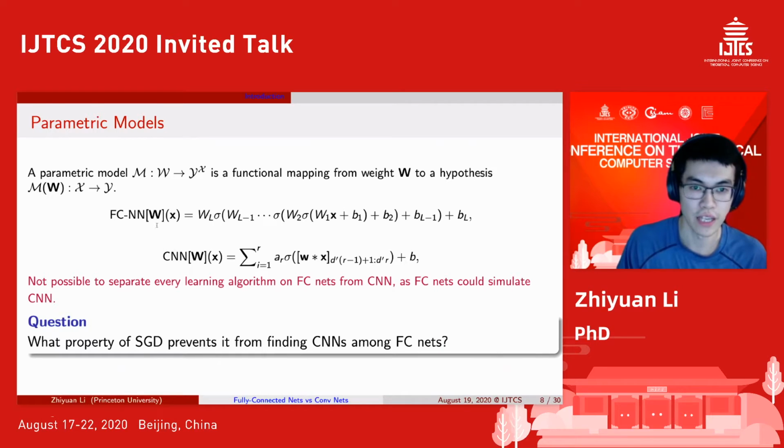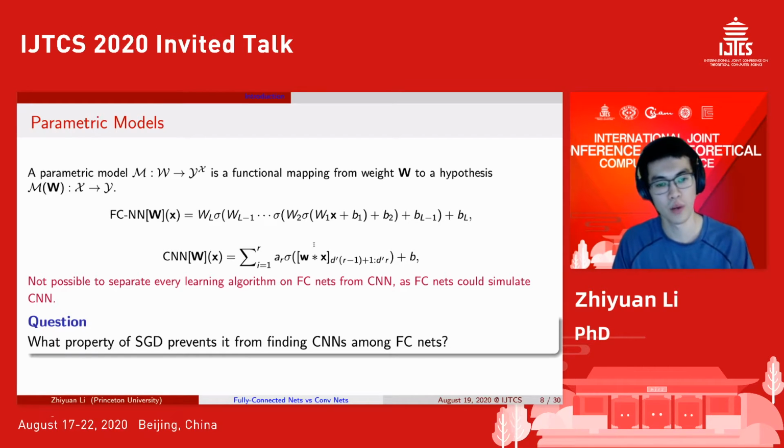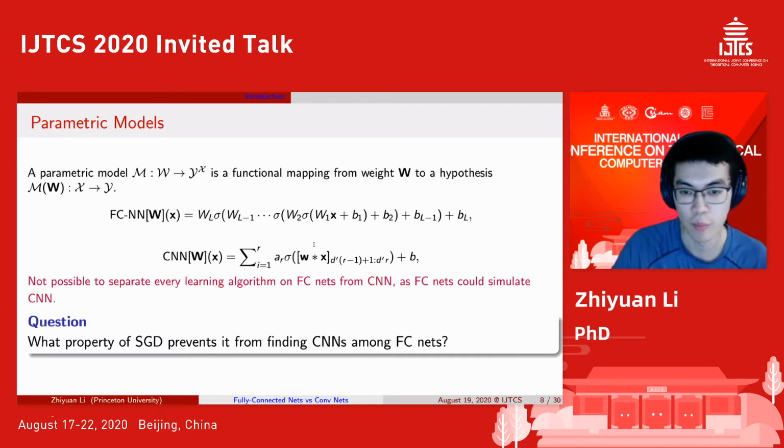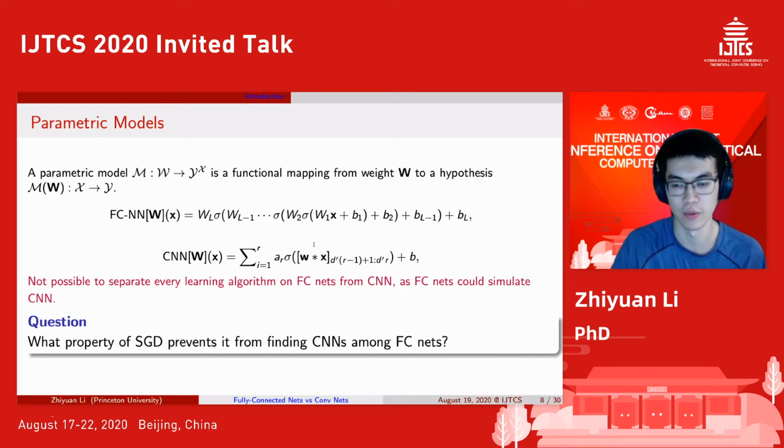So from the expression of this complicated FCNet and this very naive CNN, one can see that it's not possible to separate every learning algorithm on fully connected nets from CNN, as the fully connected nets can just simulate CNN. For example, it can just freeze all the extra parameters and only train the parameters that are shared by CNN. So the question here is really what property of SGD prevents it from finding CNNs among fully connected nets?